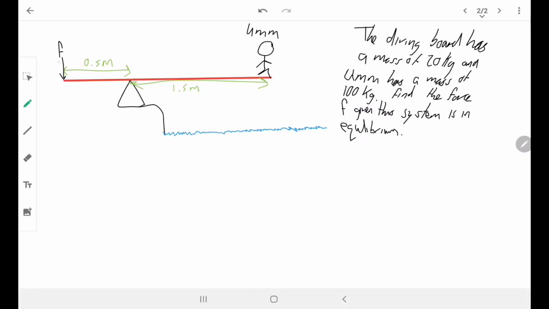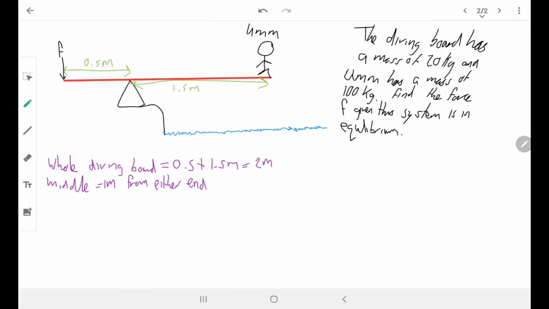So when I look at this, how long is the whole diving board? Well, the whole diving board is 0.5 plus 1.5 meters, which is 2 meters. And the middle is going to be 1 meter from the edge. So the middle is one meter from either end.